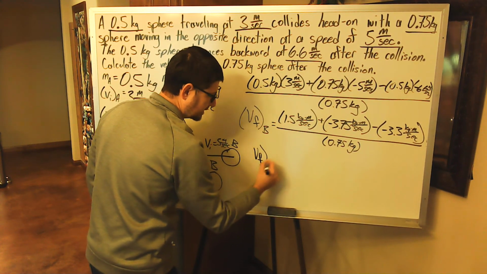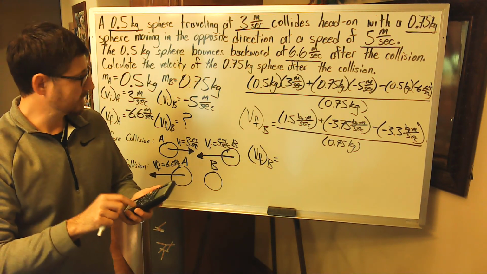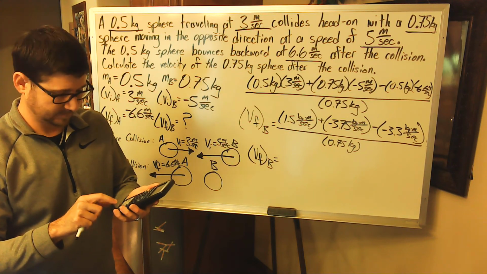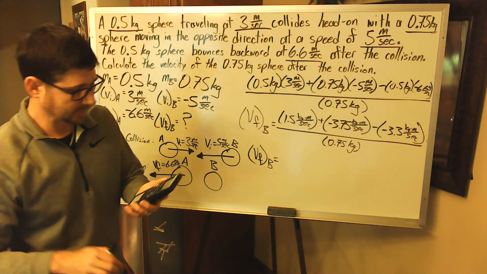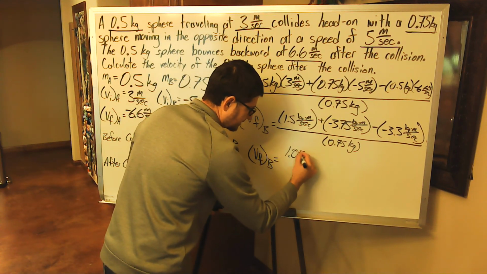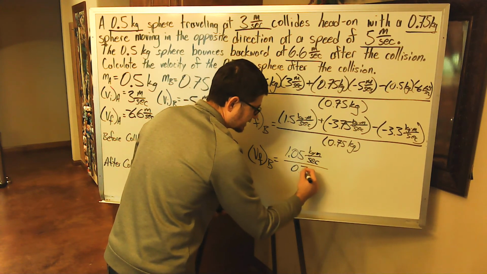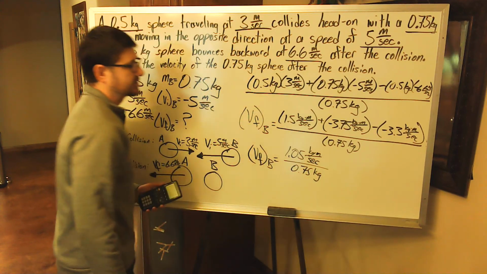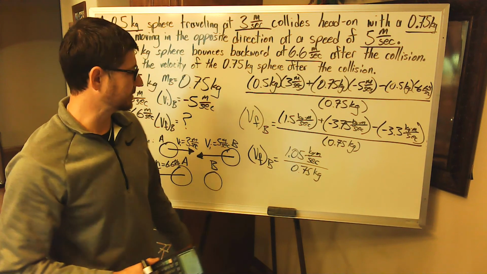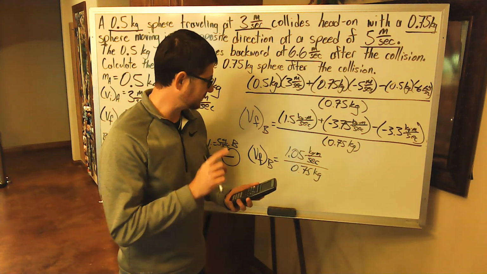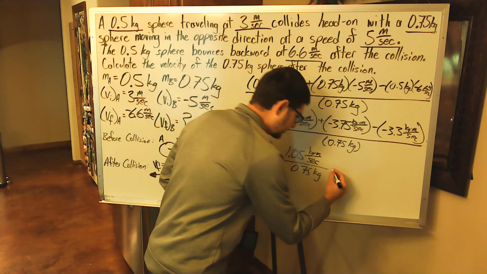So for the final velocity for sphere B, in the numerator I've got 1.05 kilogram meters per second, and we're dividing by 0.75 kilograms. So let's talk about the numerical value first, then we'll talk about the unit value. So 1.05 divided by 0.75 is 1.4.